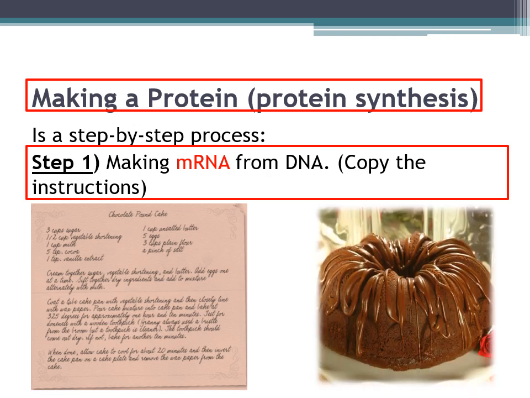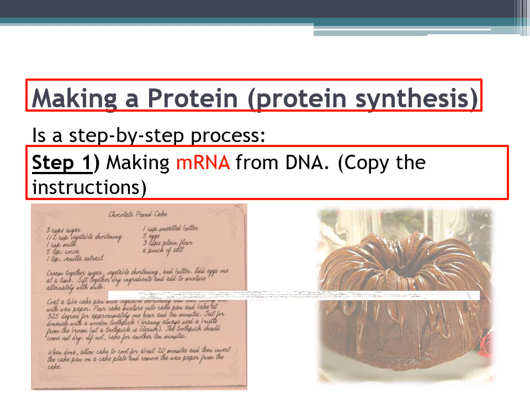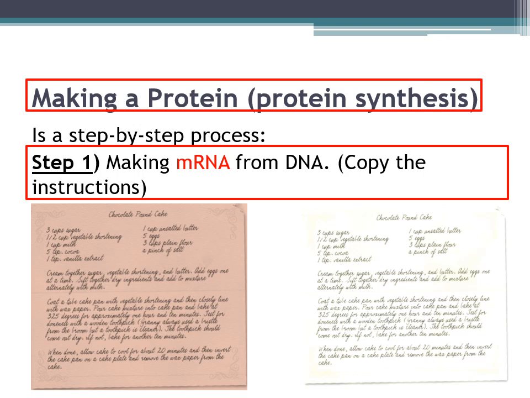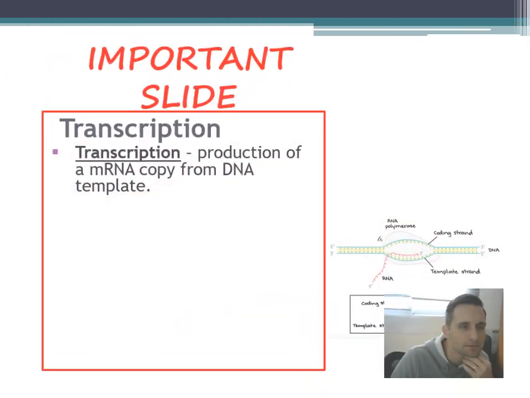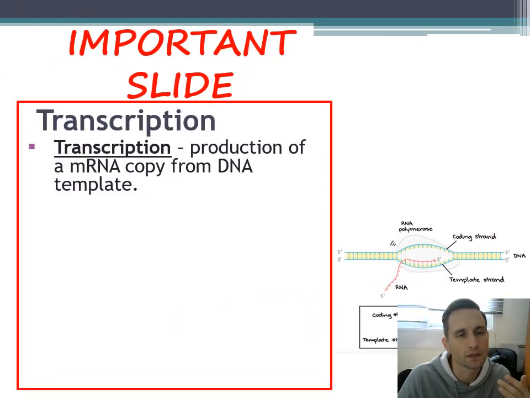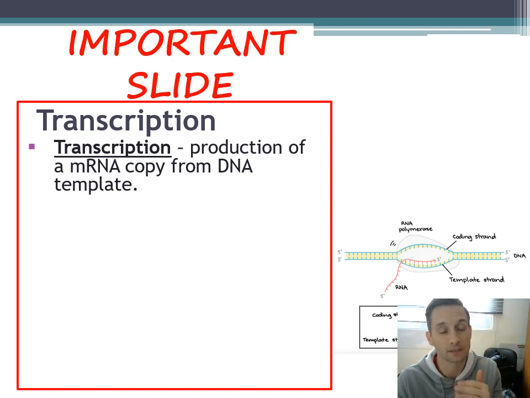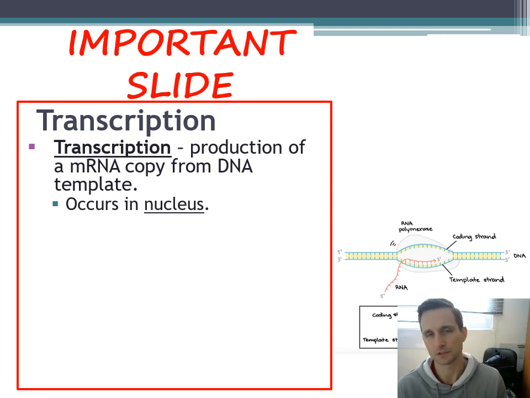So here I found online a recipe for a chocolate pound cake, and this is essentially what we're going to be making. But first we have to copy down that old recipe and put it onto something new. So the old recipe doesn't get damaged. That's step one. Okay, so the copying of the recipe, its actual scientific name is transcription. And so transcription's definition is production of mRNA copy from the DNA template. It's going to happen in the nucleus, something that's good to know.